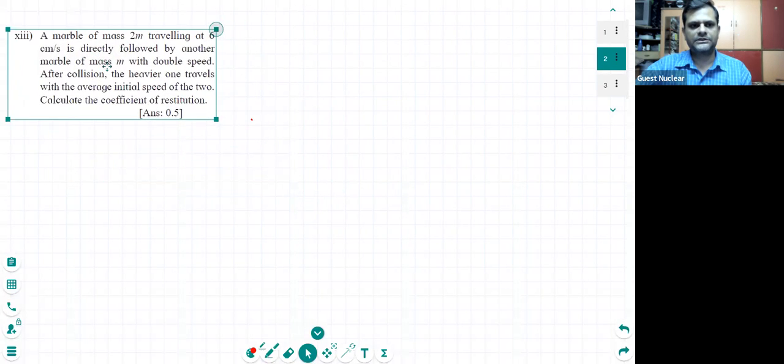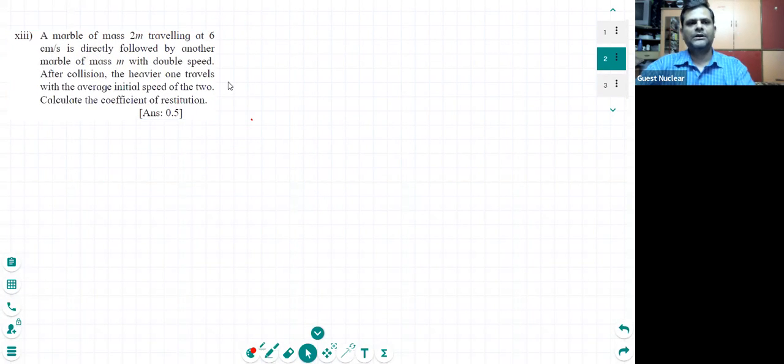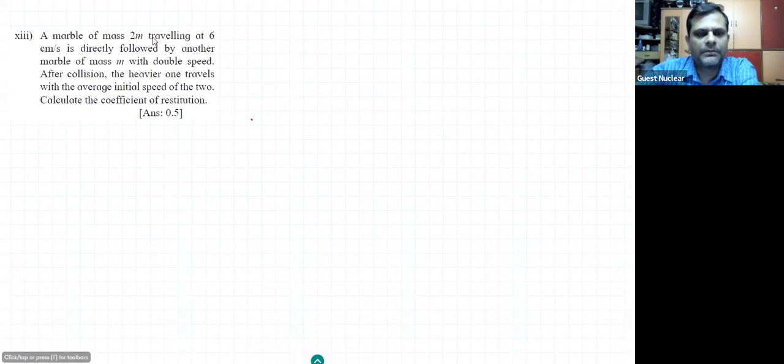Yes, just read this question carefully. A marble of mass 2m traveling at 6 centimeter per second is directly followed by another marble of mass m with double velocity. After the collision, the heavier one travels with the average initial speed of the two. Okay, calculate the coefficient of restitution. Yes, so let us consider these two marbles. One is this one here.